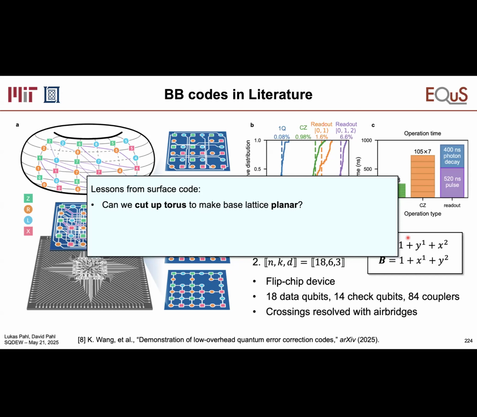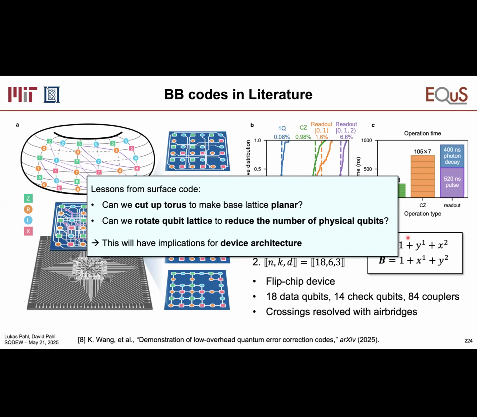But still, questions remain. Can you cut up this torus? I mean, it's a torus. We cut up the surface code. Maybe we can do the same over here. Can we also rotate the lattice to maybe increase the efficiency and reduce the number of physical qubits? All of this will have implications for the device architecture, and we know how to ask these questions now.